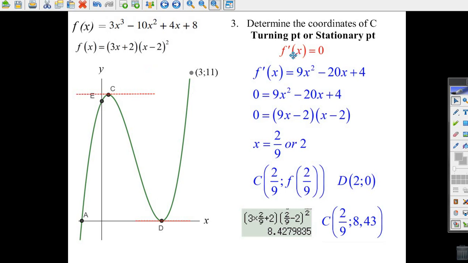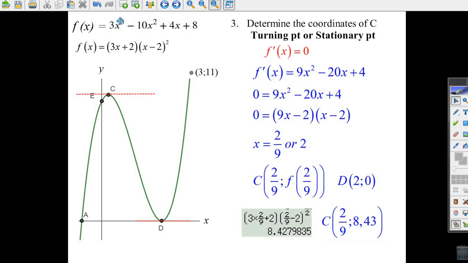But the deal is, if you want to find a turning point, there's this thing in calculus called the derivative. If you find the derivative, it tells you the gradient anywhere. For the turning points, we want to know when it's flat, when the gradient equals 0. So the secret, whenever they say turning point or stationary point, you write down, oh, f prime of x has to equal 0.